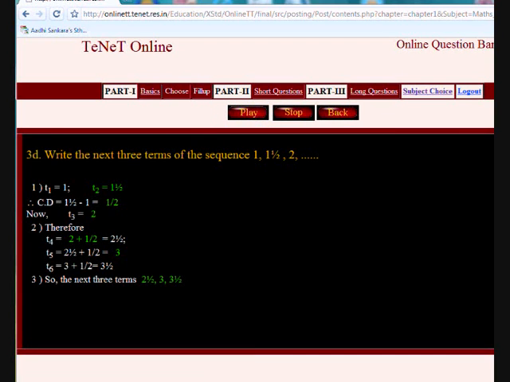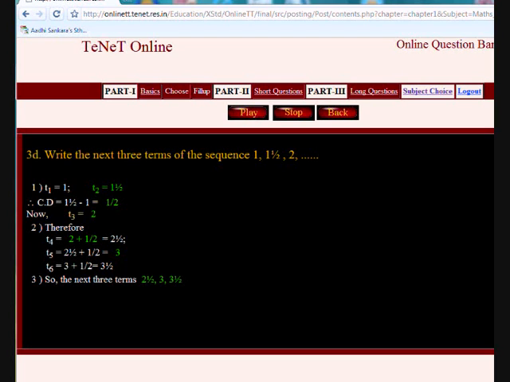Question. Write the next 3 terms of the following sequences: 1, 1.5, 2, and so on. Answer. The given sequence is in arithmetic progression. And the first term T1 equal to 1, second term T2 equal to 1.5. To find the next 3 terms, we have to find the common difference between the terms. Now the common difference D equal to 1.5 minus 1 equal to half.